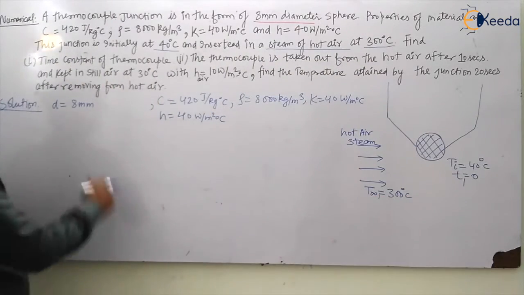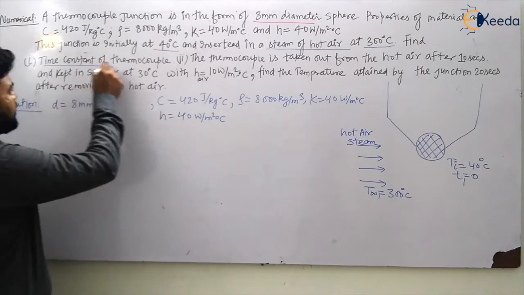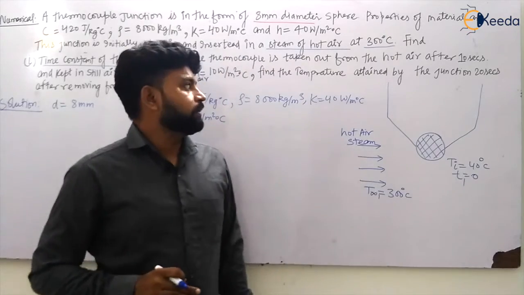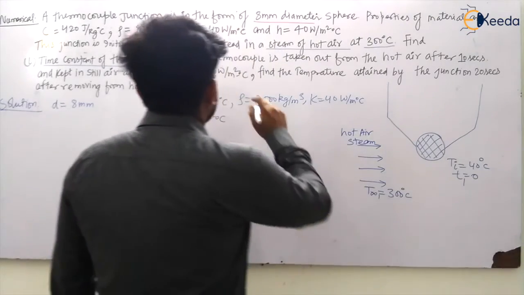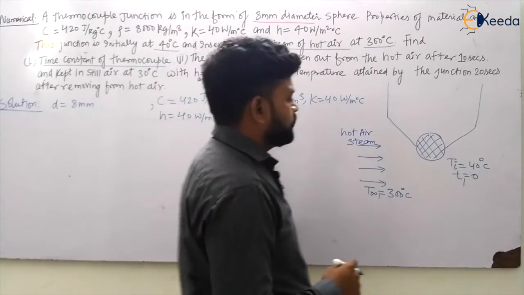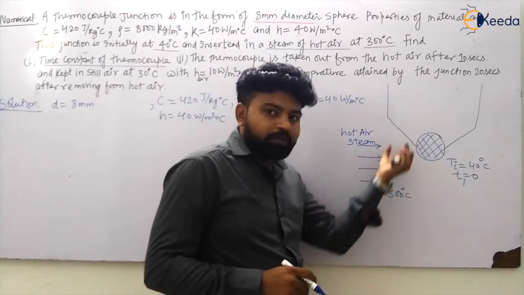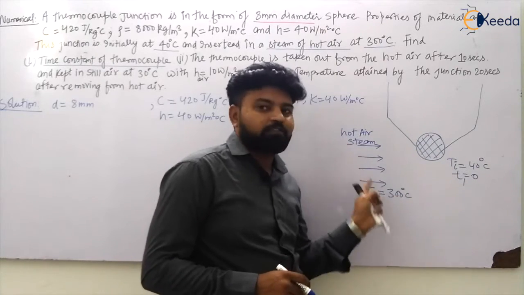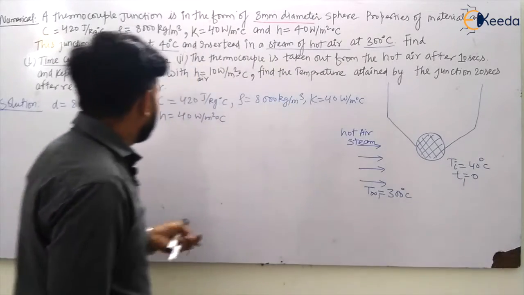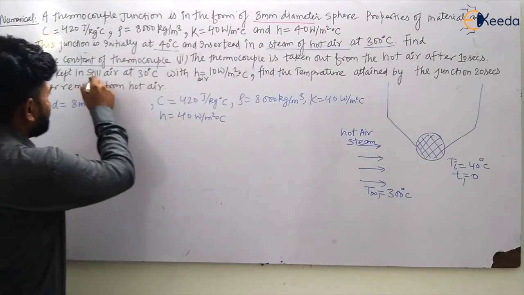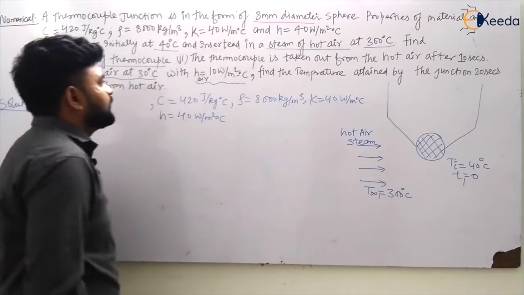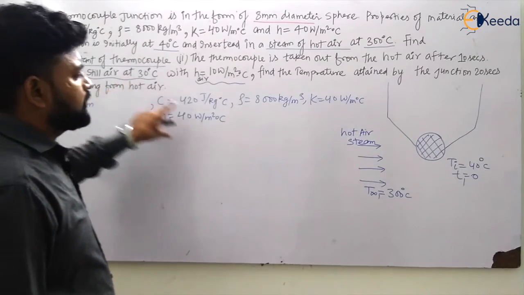Now, find the time constant of the thermocouple. First he is asking for the time constant of the thermocouple. And the thermocouple is taken out from the hot air after 10 seconds. So when this is kept in the environment of hot air for 10 seconds, then they take it out and keep it in still air at 30 degrees Celsius with h air 10 watt per meter square degree Celsius. So the temperature of the surrounding is changing.